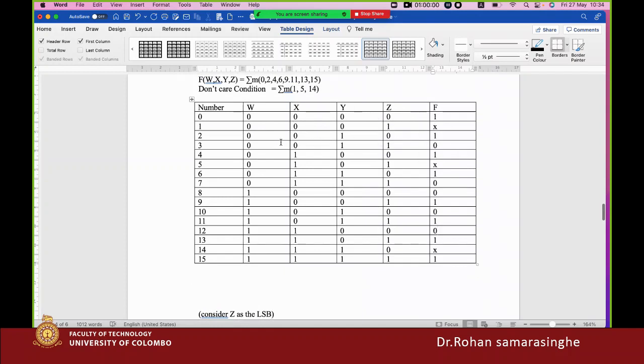Then the second one is W bar, X bar, Y, Z bar. The third one is 4: W bar X Y bar Z bar. The fourth one is 6: W bar X Y Z bar. And the next one is 9: W X bar Y bar Z. Likewise, select the ones and write the minterm using W X Y Z.